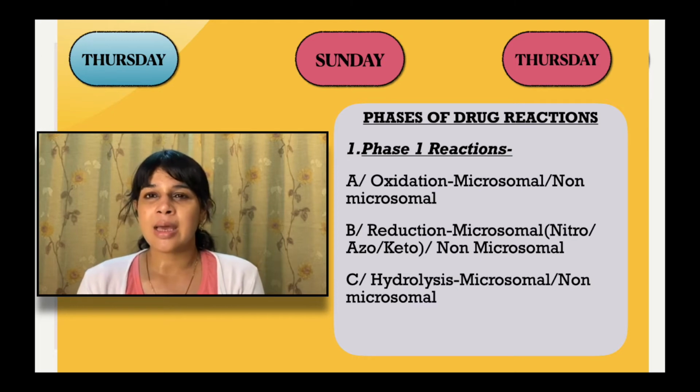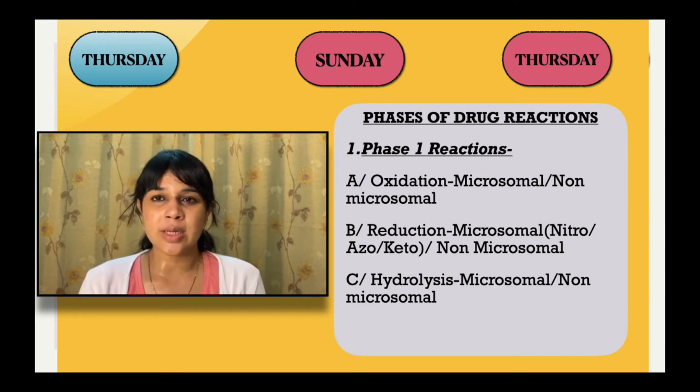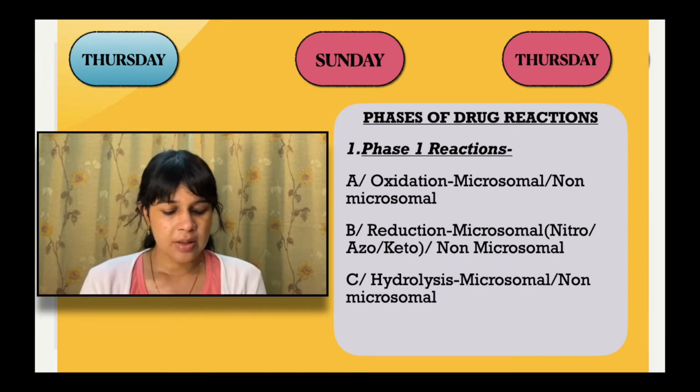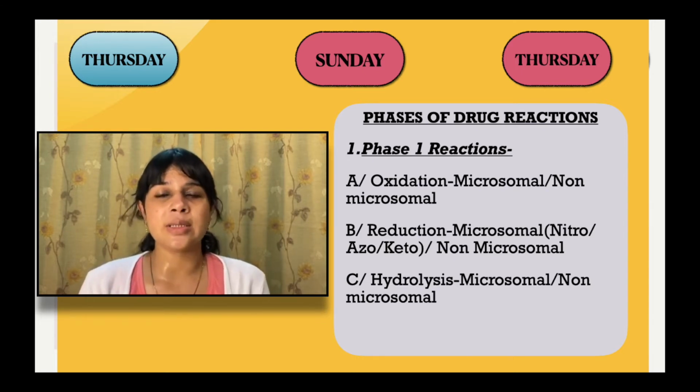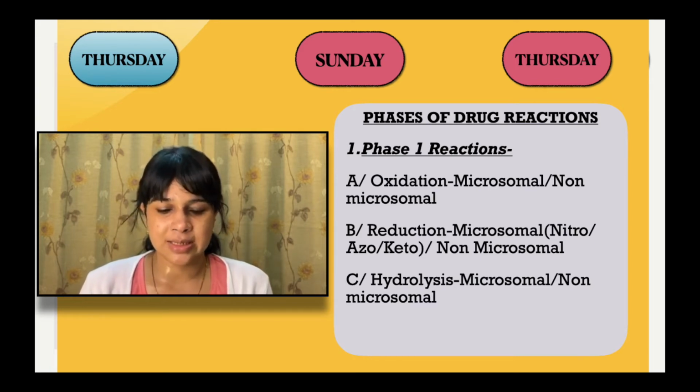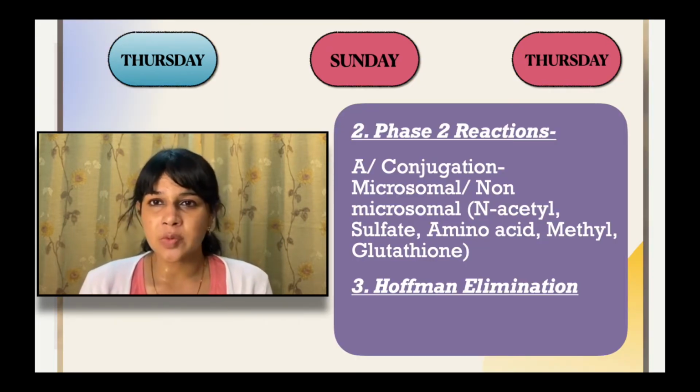Then next, I have hydrolysis. Again, they can be microsomal, they can be non-microsomal. One good example of microsomal hydrolysis is the conversion of pethidine to pethidinic acid. And non-microsomal hydrolysis is for the class amidases. Now let's talk about the phase 2 reactions.